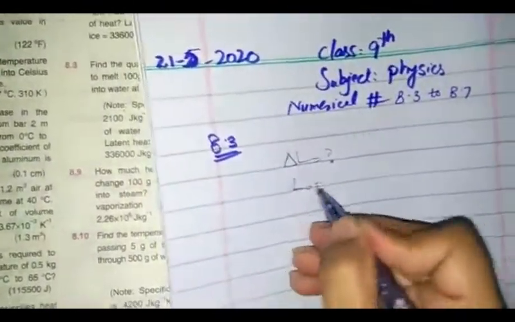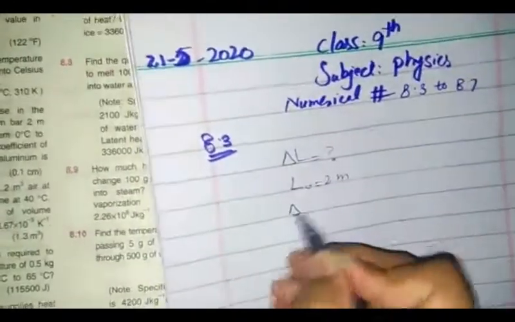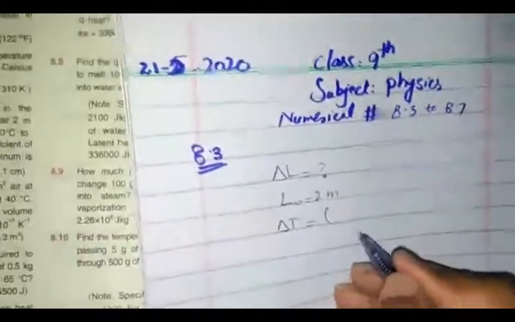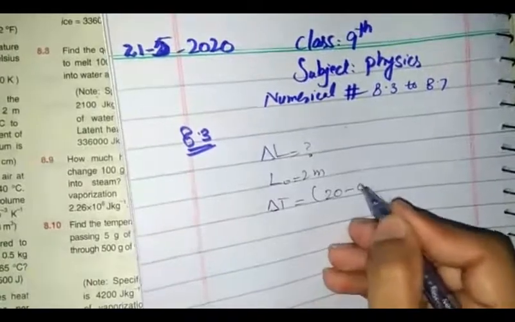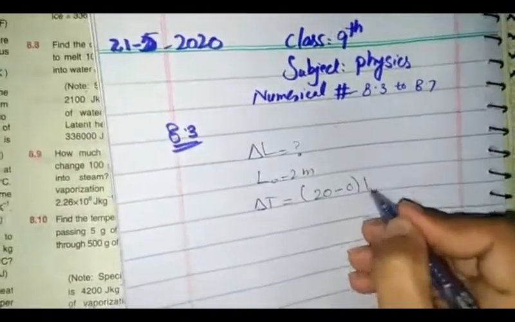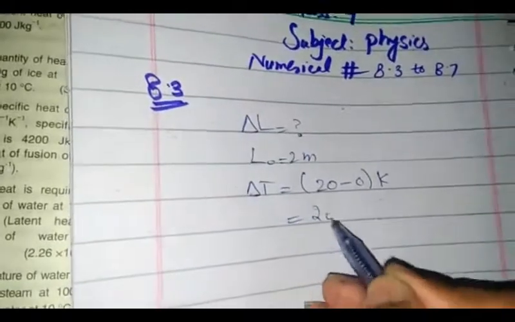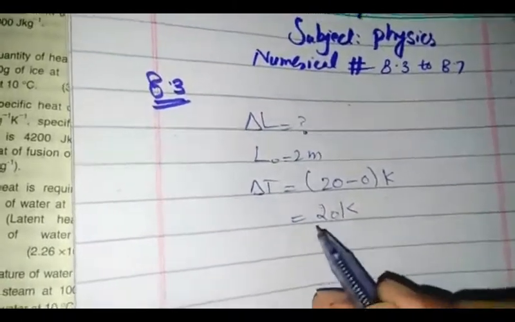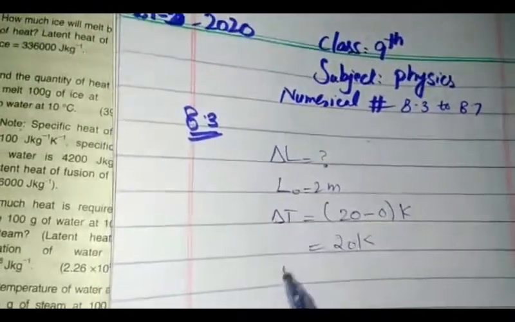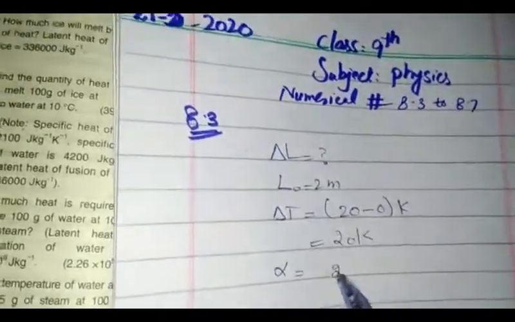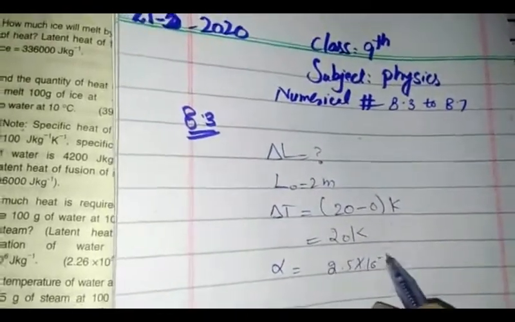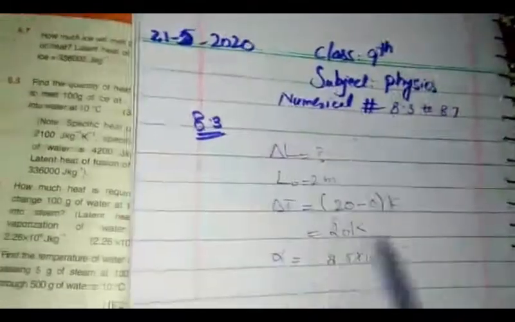The original length is 2 meter. The change in temperature is from 0 to 20, so our change in temperature is 20 minus 0 Kelvin. So students, the change in temperature becomes 20 Kelvin. The thermal coefficient of linear expansion is 2.5 into 10 raised to power minus 5 per Kelvin. You have to find the change in length.